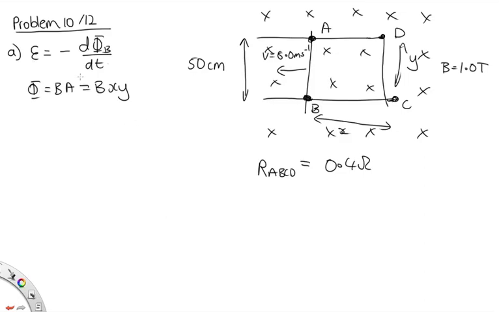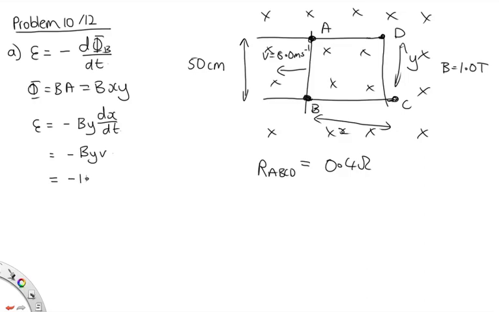So substituting this into here, we can write EMF is equal to minus. Now B and y are constant, not affected by time, so we can pull those out the front of this derivative. And then we've got dx/dt. Now we know dx/dt, that's just the velocity of the rod along this way. That is telling us how much x is changing. So this is equal to minus Byv.